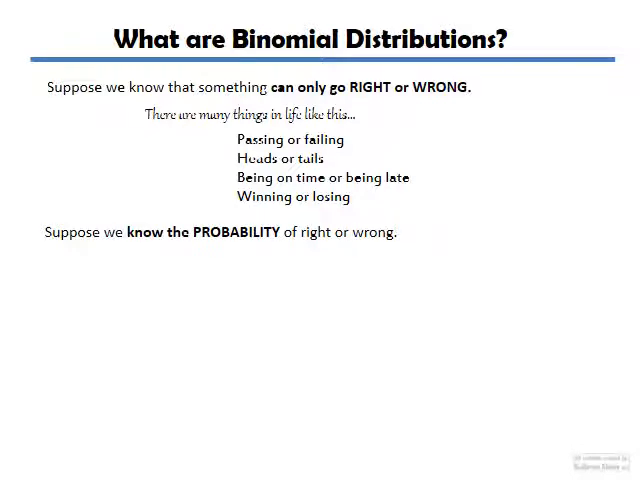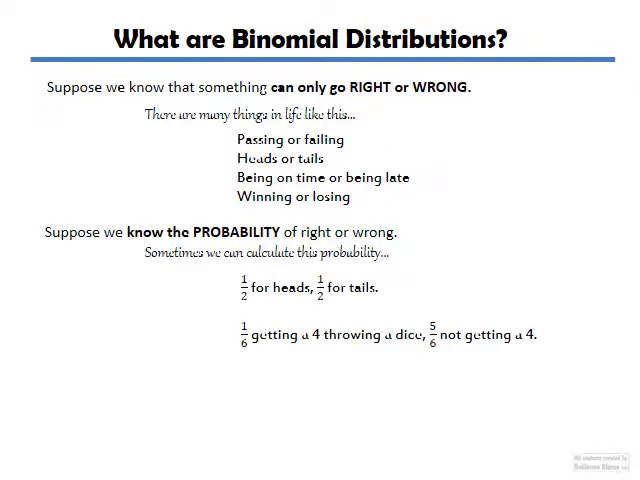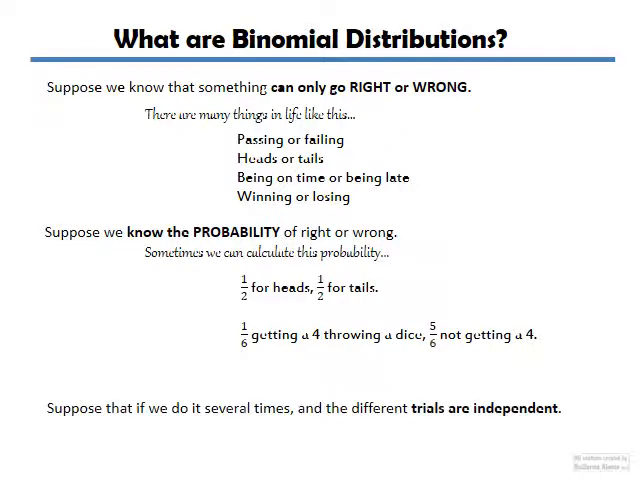Okay, I need to know what the chances are that I roll heads. That's going to be 1/2. What is the chance that on the dice I roll a 5? That's going to be 1/6, etc. And this is the important thing that I need for a binomial distribution: I need the events to be independent.